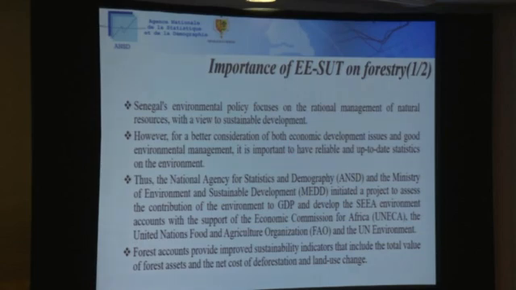Thus, the National Agency for Statistics and Demography and the Ministry of Environment and Sustainable Development initiated a project to assess the contribution of the environment to GDP and develop the environmental accounts, with the support of the Economic Commission for Africa, the United Nations Food and Agriculture Organization, and the UN Environment. Forest accounts provide improved sustainability indicators that include the total value of forest assets and the net cost of deforestation and land use change.